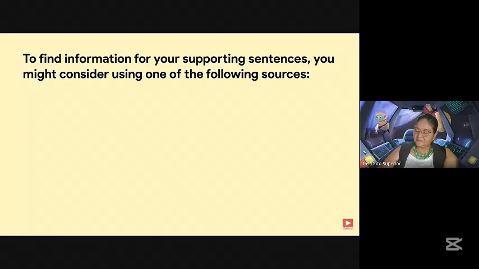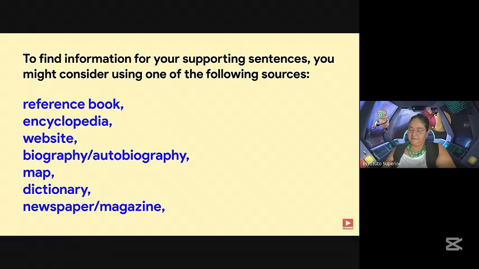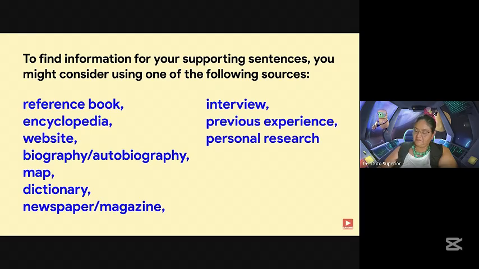To find information for your supporting sentences, you might consider using one of the following sources: reference book, encyclopedia, website, biography or autobiography, map, dictionary, newspaper or magazine, interview, previous experience, or personal research.